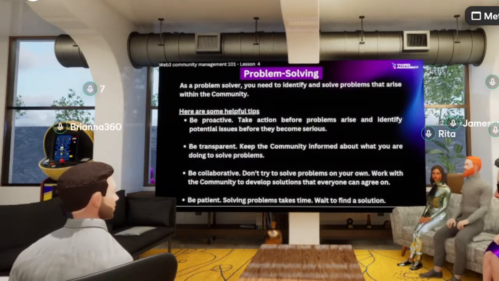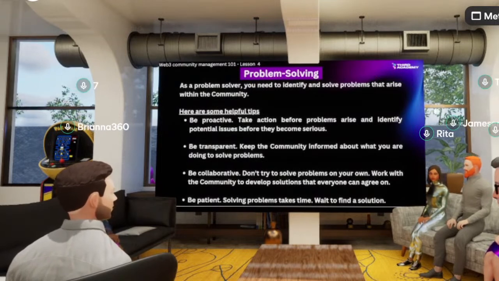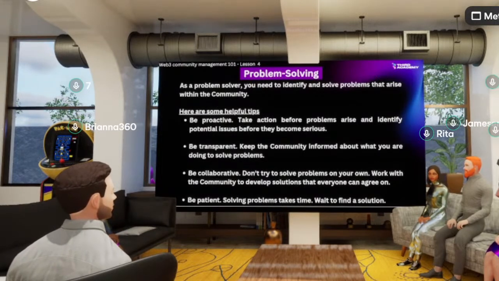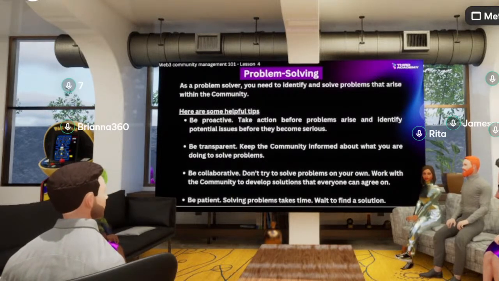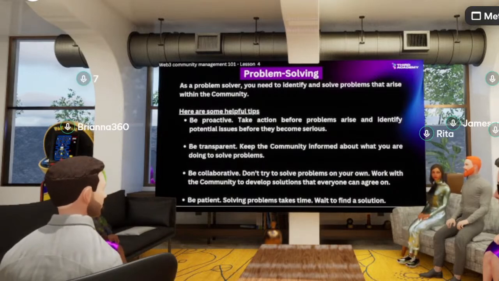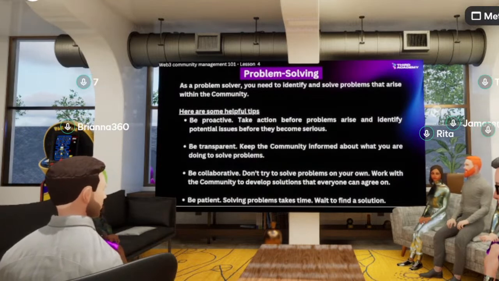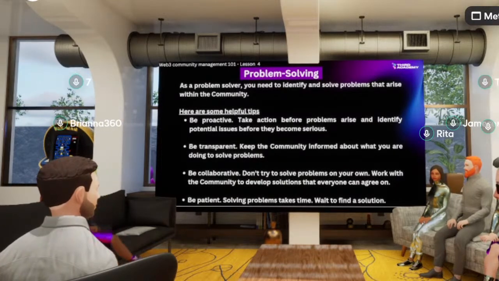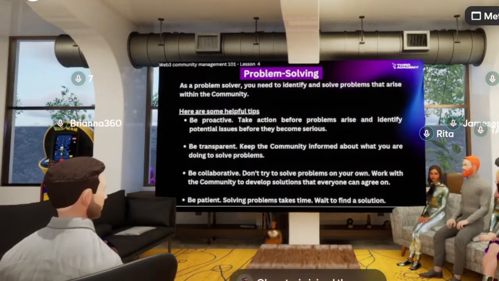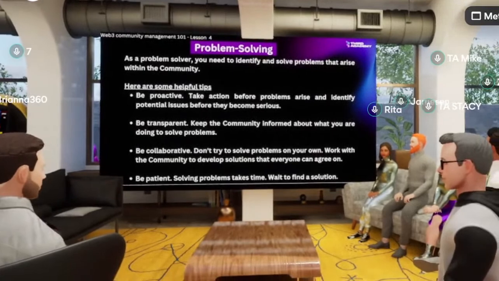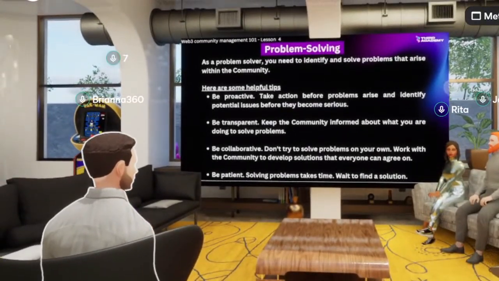Some tips that can help you in solving problems are, first, being proactive, right? You need to take action before a problem arises. Be bold and identify potential issues before they become serious. You need to be transparent, and keep the community informed about what you're doing to solve the problem. Be collaborative, working together with the community. Don't try to solve problems on your own. Work with the community to develop solutions.